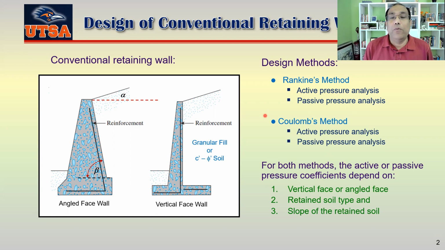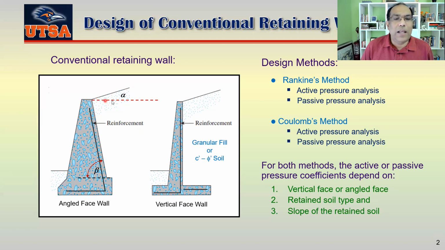Okay. Now we have to remember that these three things are important for different types of retaining walls. What are those things? These are vertical face or angle face. We are talking about this face here. Okay, this face here. This is vertical face. This is angle face. Then retained soil type and slope of the retained soil. Retained soil type means whether this one is granular fill or silty soil. Okay, and then slope of the retained soil. This is basically the slope of the retained soil.